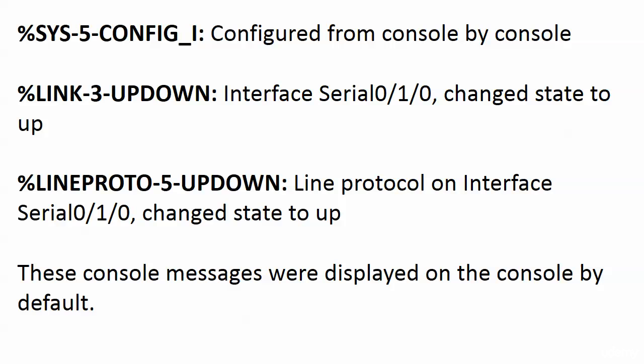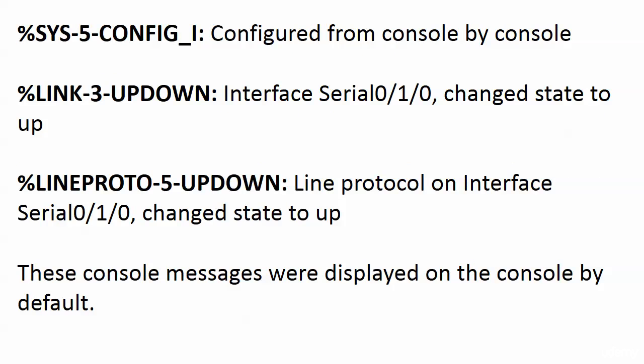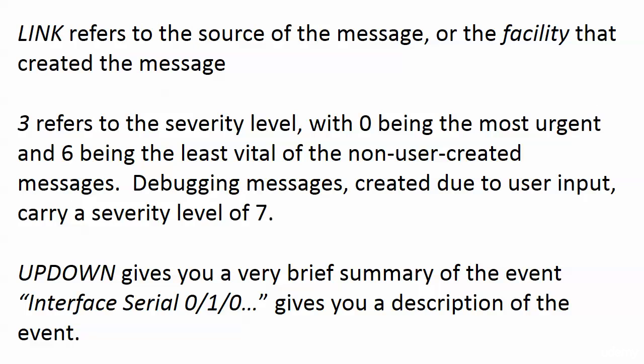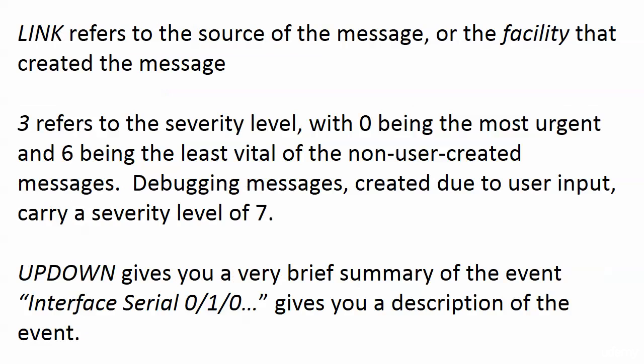But here are 3 lines I grabbed from another router, configured from console by console. We've seen that 1,000 times so far. And all I did was bring a serial interface up, and that's it. But the messages are all a little bit different. And again, console logging is on by default. So we've got that running, but let's look at the details here with a couple of these lines. Now, I said link in the middle message, that's the one we're looking at. So we've got link 3 up down. Mostly self-explanatory, but what is that 3 all about?